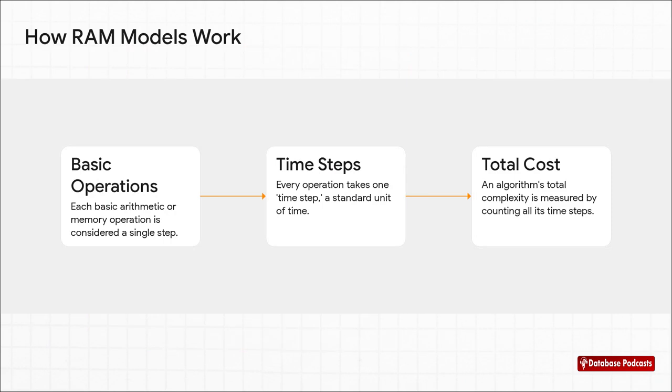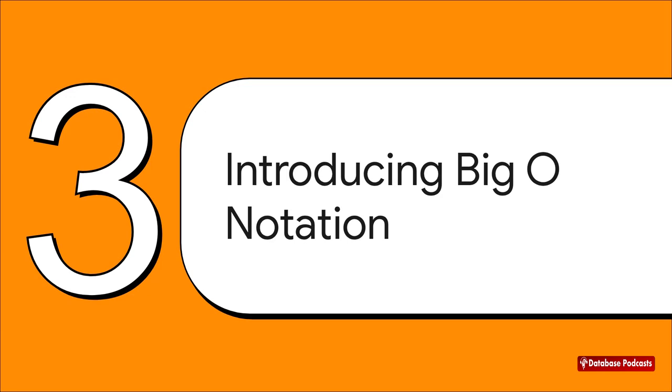And the way it works is actually pretty simple. On this theoretical machine, we just decide that every basic operation, adding numbers, assigning a variable, takes the exact same amount of time. We'll call it one time step. So to figure out how expensive an algorithm is, we just count up all the steps it takes to finish its job. Now, counting steps is a great idea in theory, but in practice, can you imagine counting billions or even trillions of individual operations? That's just not practical. There has to be a simpler, more elegant way to talk about performance.